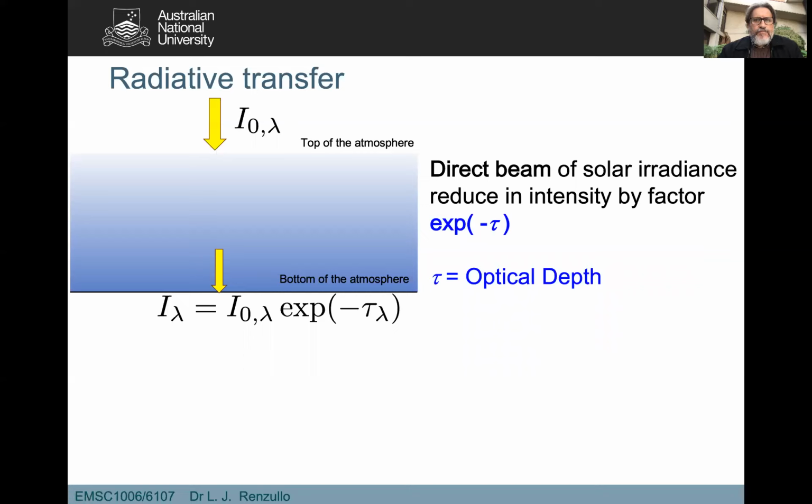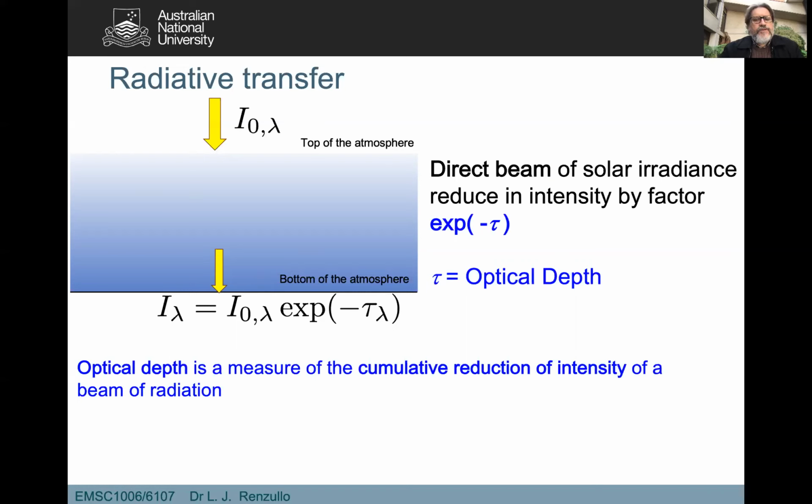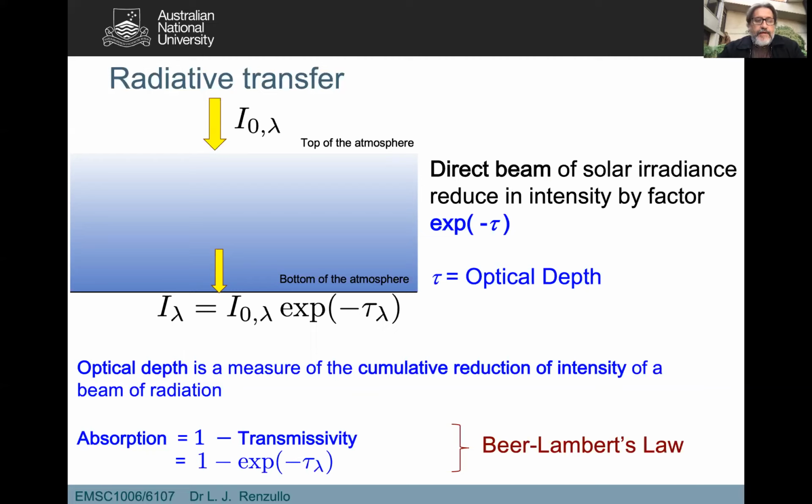and it will reduce in intensity by a factor of e to the minus tau, where tau is what we call the optical depth. Optical depth is the measure of the cumulative reduction in intensity of that direct beam of radiation. And we can think about the transmission through the atmosphere as being e to the power of minus tau. Therefore, one minus the transmissivity is what we would call the absorption of the atmosphere. So if it's not transmitting through the atmosphere, it's being absorbed by the atmosphere. And so we can write that explicitly as 1 minus e to the power of minus tau. And that's what we call Beer-Lambert's law.